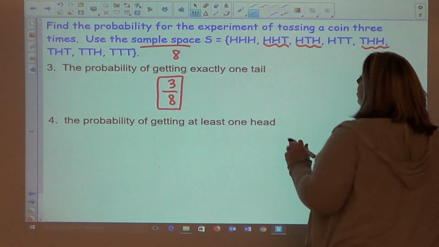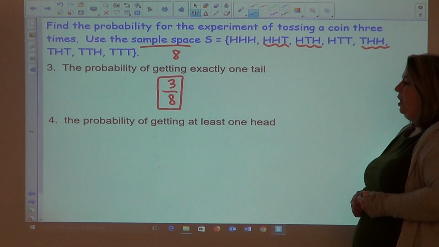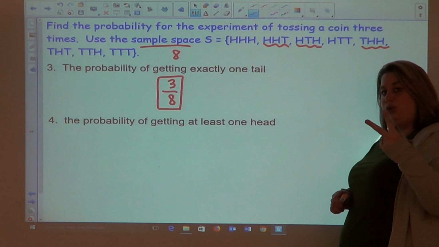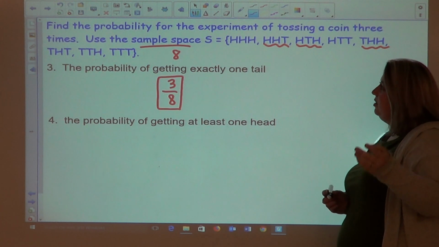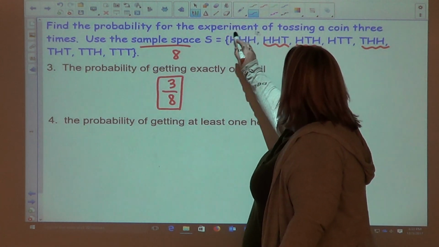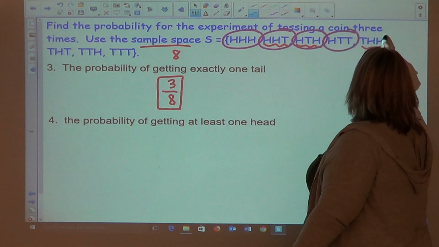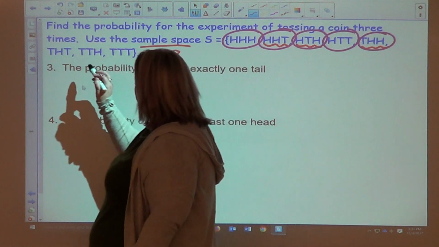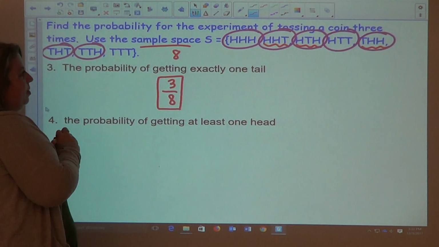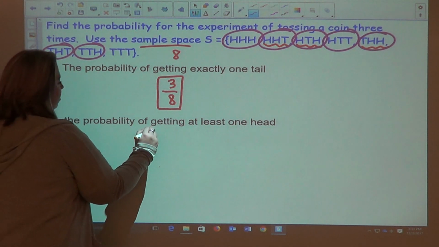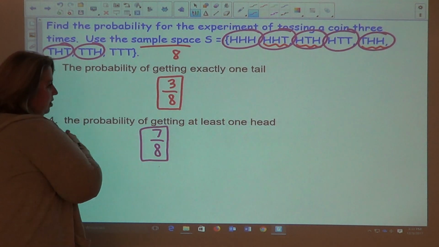Okay, I'll go to a different color for the next one. The probability of getting at least 1 head. So that means you could get 1 head, 2 heads, or 3 heads because you're flipping a coin 3 times. So go up and count. How many times do you get at least 1 head? Well, this one has at least 1. This one does. Okay, keep going until you find ones that don't. Okay, the last one doesn't. So how many of them have at least 1 head? Well, there's 7. So the probability would be 7 over 8.